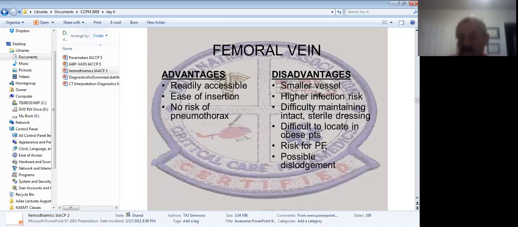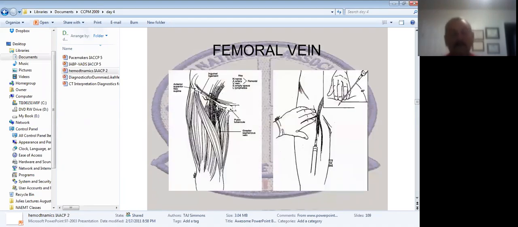There is the risk of a pulmonary embolus, and dislodgement is possible if they're moving their legs. Again, all of those things are manageable, but for that reason, femoral vein cannulation for central venous lines is not as in vogue maybe as it once was.